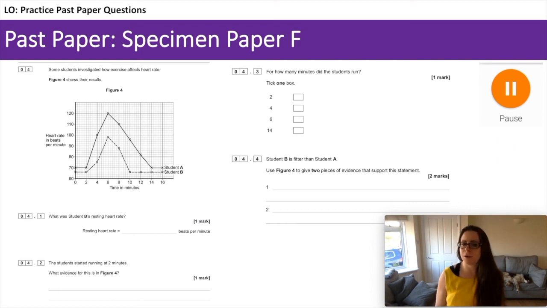So, question one, what was student B's resting heart rate? Look at the graph, can you figure it out? Student A started running at 2 minutes, what evidence is there from figure four? How many minutes did they run for? And student B is fitter than student A. Two pieces of evidence to support that statement. Pause the video if you'd like a little bit more time.